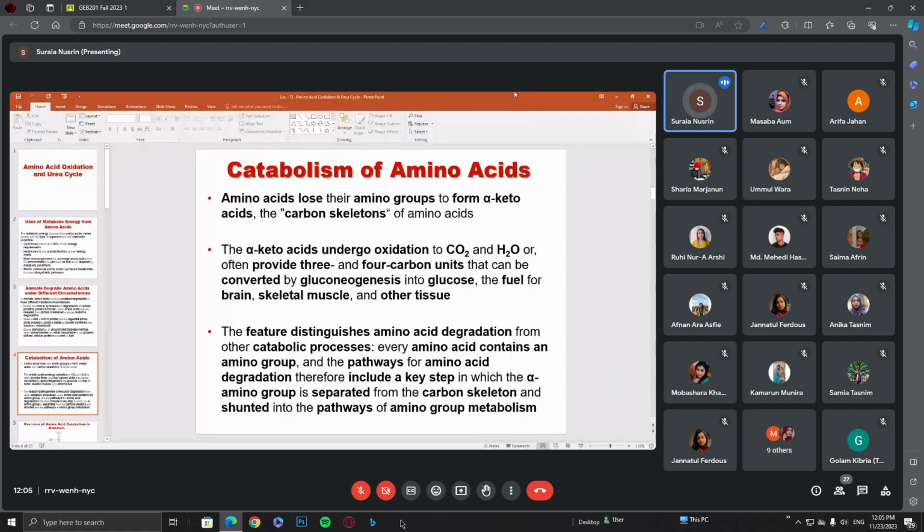So the very first step of amino acid catabolism is the removal of the amino group. Once the amino group is removed from the amino acid, the remaining structure is called a keto acid, or specifically an alpha keto acid. That is also known as the carbon skeleton of the amino acid, because only carbon, oxygen and hydrogen are present, like in fatty acids and carbohydrates.